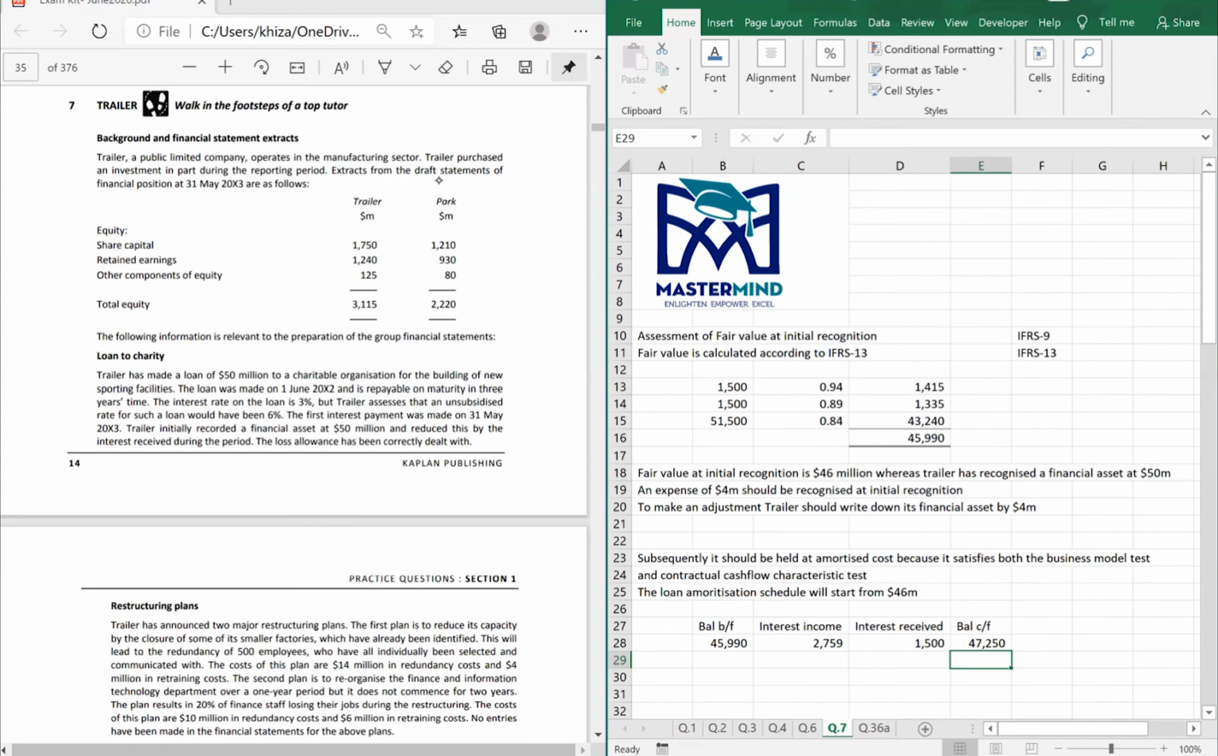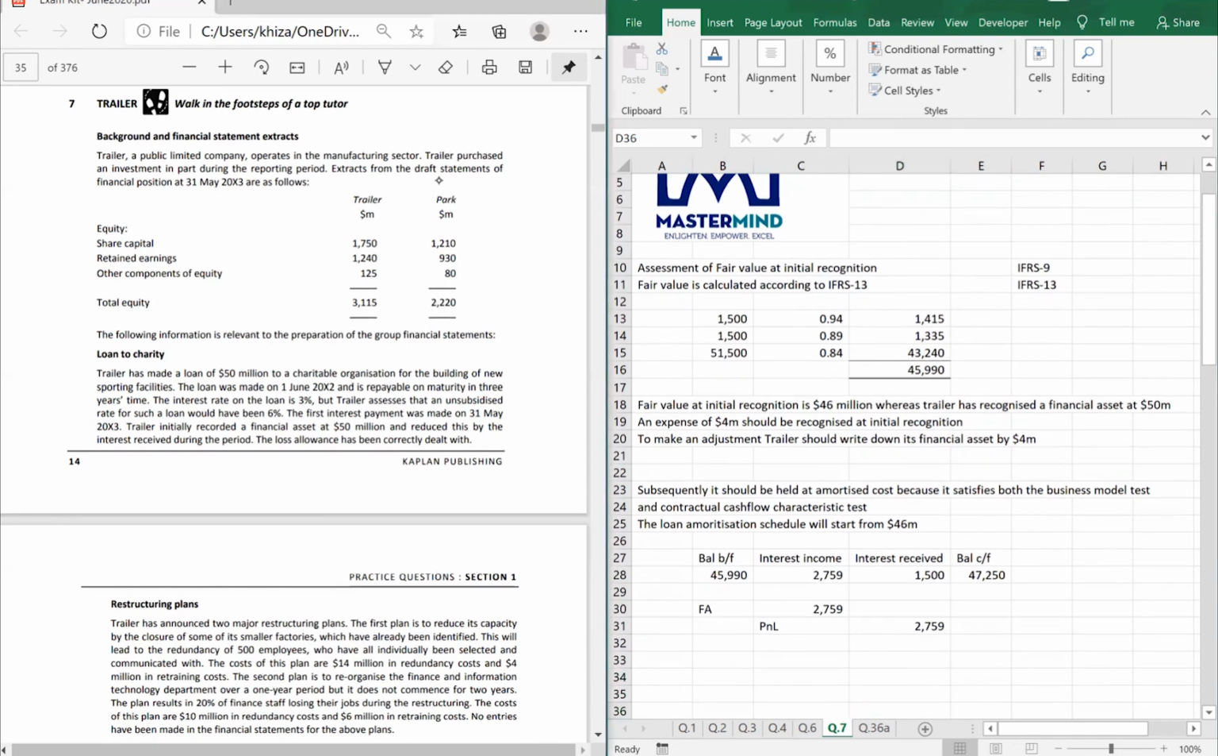Now this interest income needs to be recognized, you can call it 2.8 million. So your investment, or your financial asset, debit 2.8, and your P&L, because this is your income, credit 2.8.